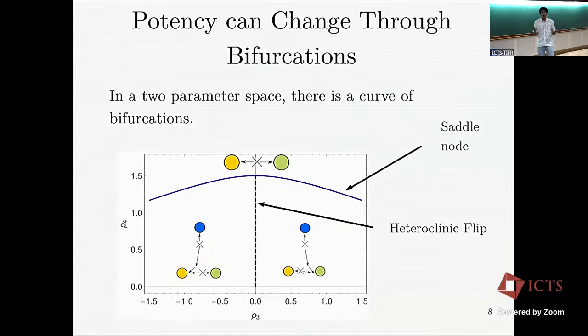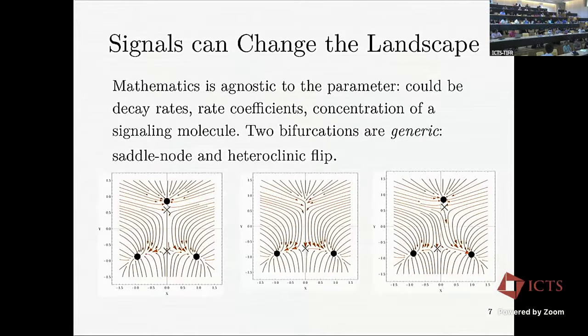Okay, now in a two-parameter space, you can imagine there's a curve of bifurcation. Oh yeah, go ahead. At the steady state, or in the saddle in that diagram, which way does it go to, right? I will talk about multiple cells later on, but here you can think of this as a landscape for a single cell. For a single cell, yes, and then for that heteroclinic flip.